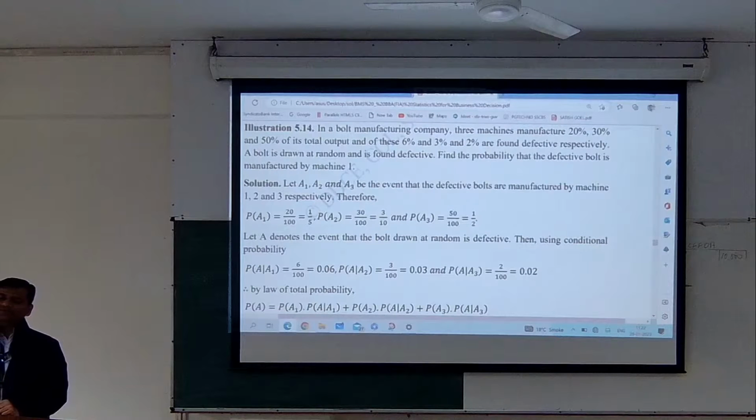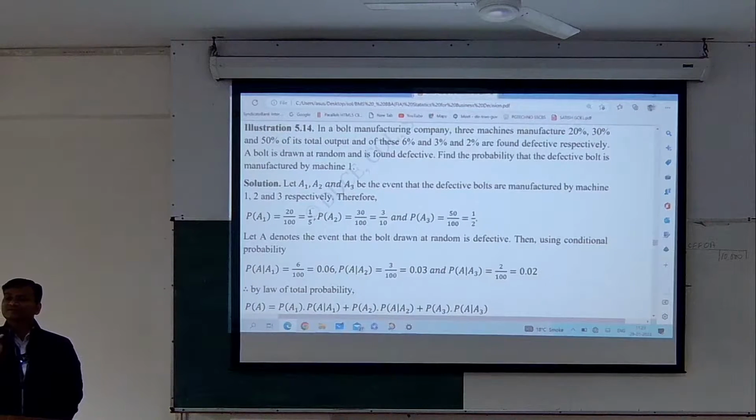Then you take a bolt randomly and it is found to be defective. So what is the probability that it is manufactured by the first machine? Here you have to represent all these three events A1, A2, A3 that the bolts are manufactured by machine 1, 2 and 3. So the chance for the first machine, since the total output it manufactures is 20%, is 20/100, that is 1/5. The probability for the second machine is 0.3 and for the third it is 1/2. Now if you represent A as the event that the ball drawn is defective: defective from the first machine has a 6% chance, defective from the second 3%, and defective from the third 0.02.